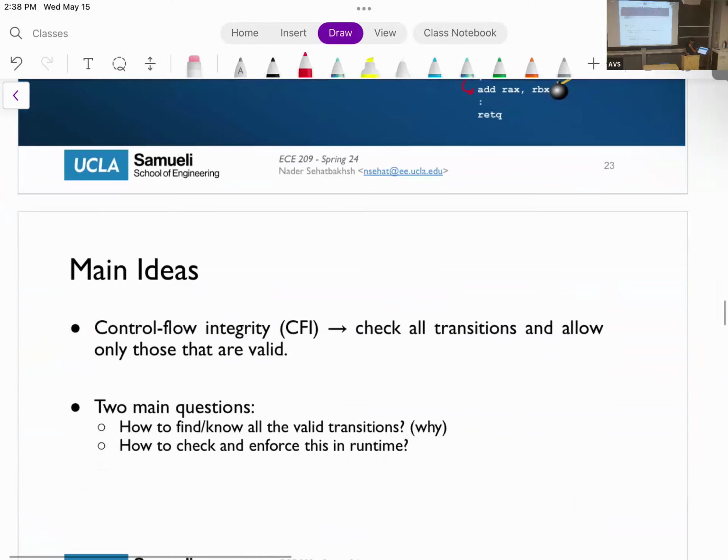All right. So that's an example of a CFI, which Intel handles this way. There are tons of other works that handle it as well.